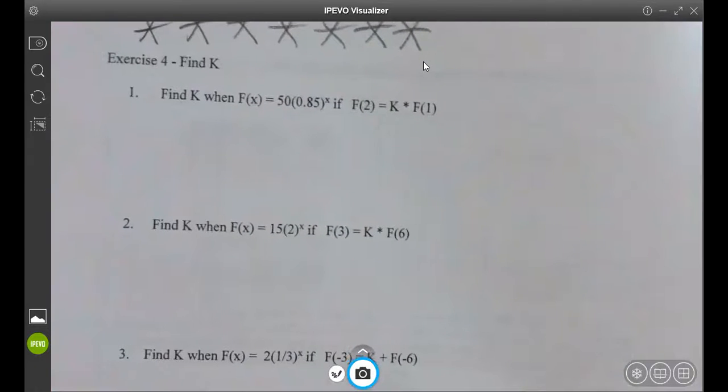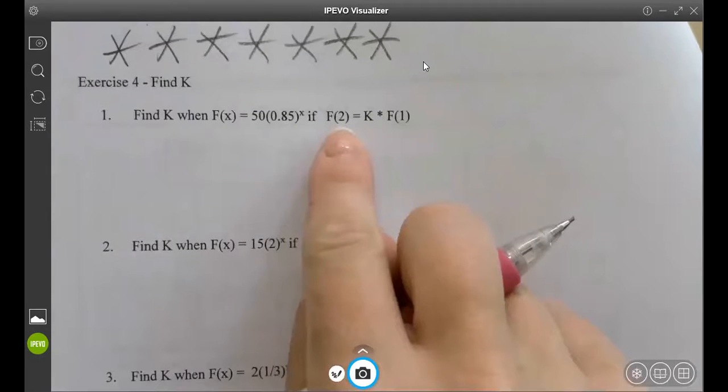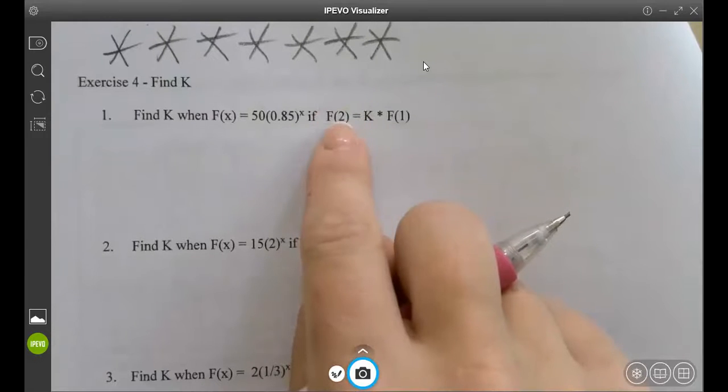Okay, a lot. So it says find k when f of x equals 50 times 0.85 to the x, if f of 2 equals k times f of 1. All right, you just follow what it says. Remember when we had 2 on the inside, what did we do? What do we do when we had 2 on the inside? Numbers 1 and 2, first two things we did. You put it in for x, right? You plug it in. So if it's inside, you plug it in.